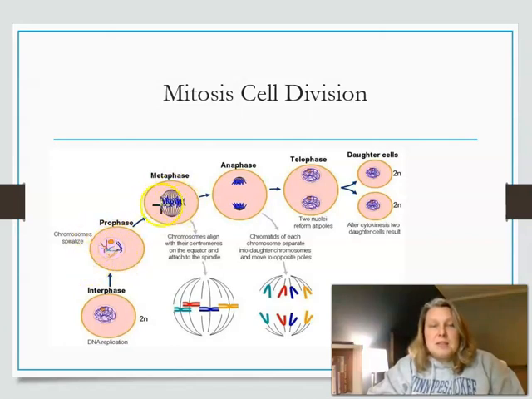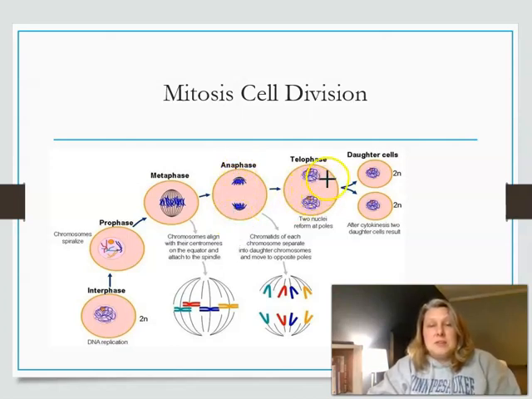In metaphase, you see the chromosomes lining up, those sister chromatids lining up on the equator of the cell. The nuclear envelope is completely gone, and those spindle fibers are stretched out and attached to the centromere on those sister chromatids. In anaphase, the spindle fibers start to shorten, and the sister chromatids start to separate, one set going that way, one set going the other way.